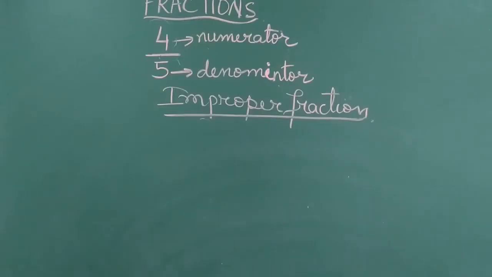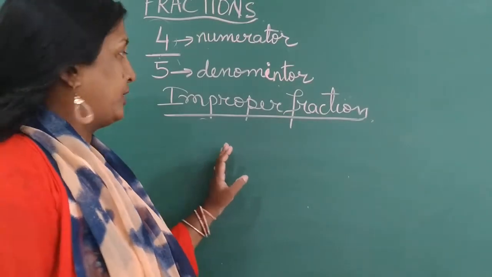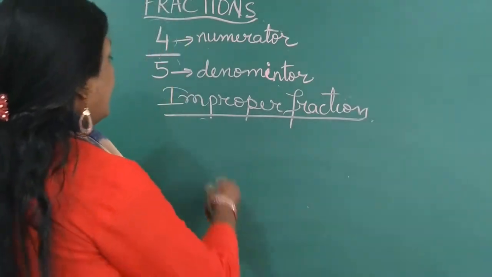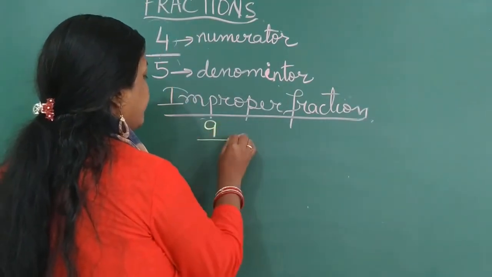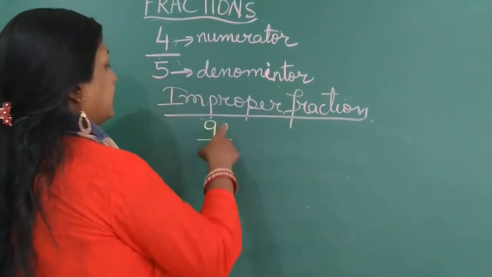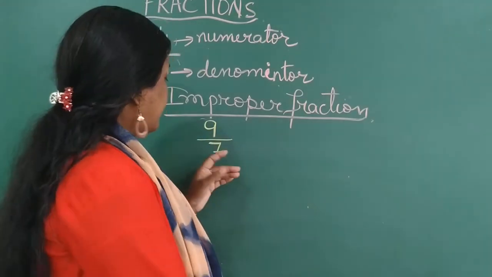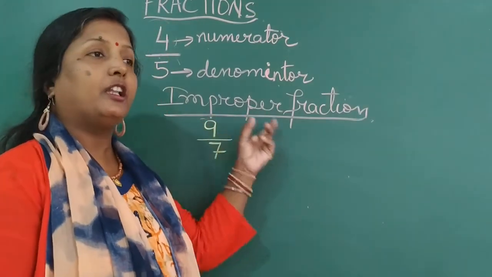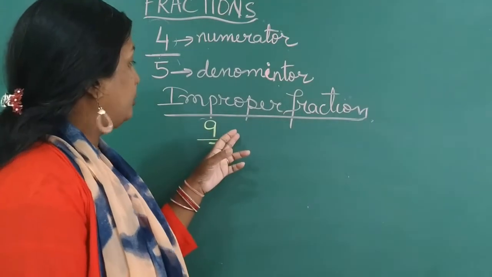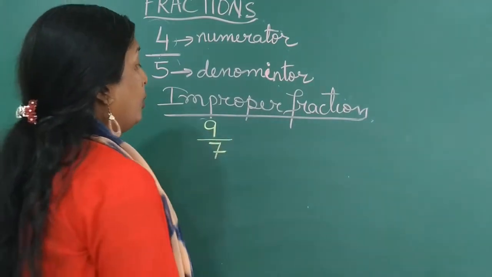And what is an improper fraction? Improper fraction, children, means a number in which the denominator is smaller than the numerator. So here you can see 7 is less than 9. So the number in the denominator is less. Now how to convert this improper fraction to a mixed fraction?